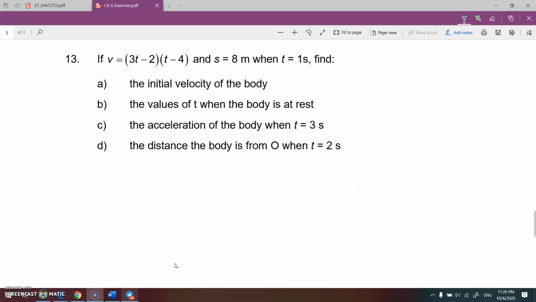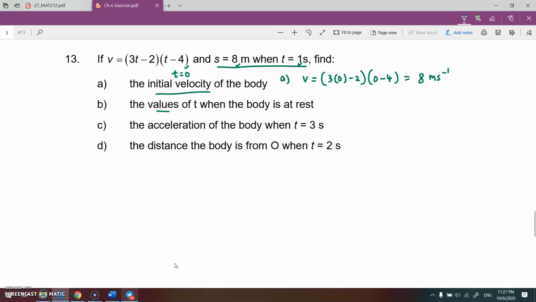Question number 13. You are given v and s when t is equal to 1. So this is the given information. Question A. What is the initial velocity? Initial velocity means when your t is equal to 0. So v is already given, you just substitute t equal to 0 here. So you will get 0 minus 2 is negative 2, times negative 4 is 8 meters per second.